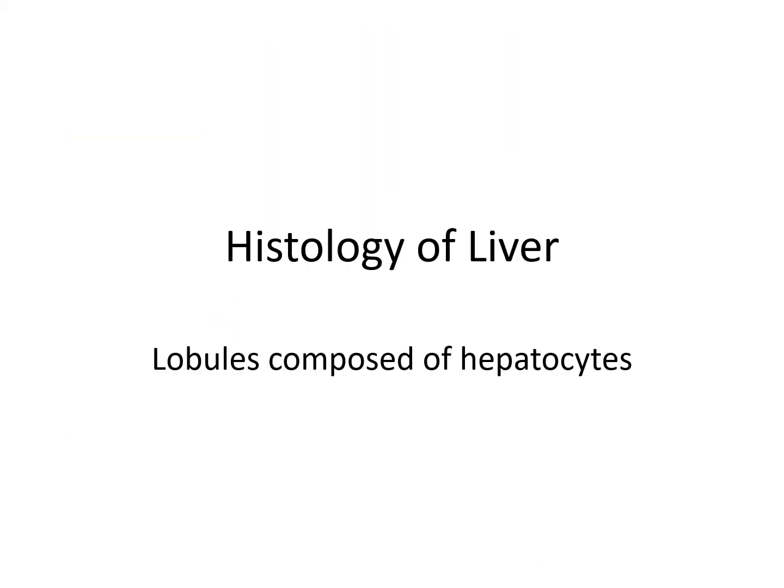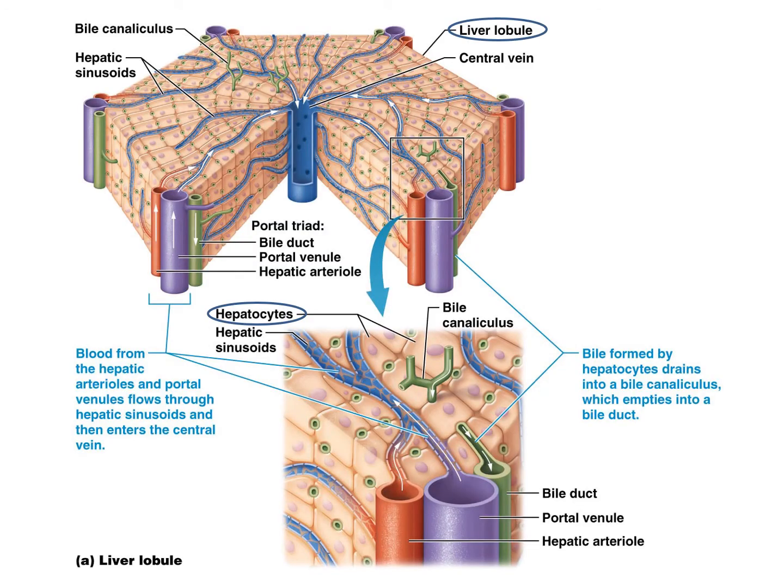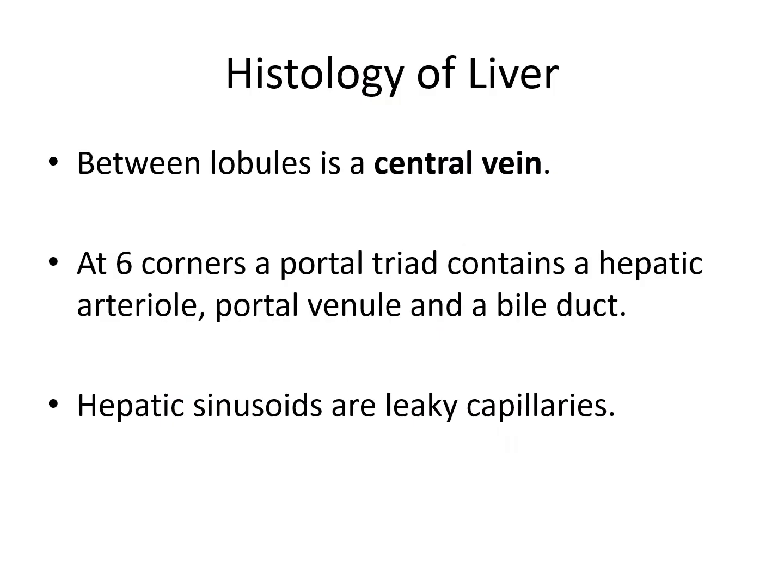The liver histology is kind of unique, okay, because it's composed of lobules, and the cells of the liver are called hepatocytes. So here's a section of a liver, and we can see here's a single liver lobule, and you can see it has almost a geometric shape, and they're composed of cells called hepatocytes. Now, between the lobules is a central vein, and each corner has a portal triad that contains a hepatic arteriole, a portal venule, and a bile duct.